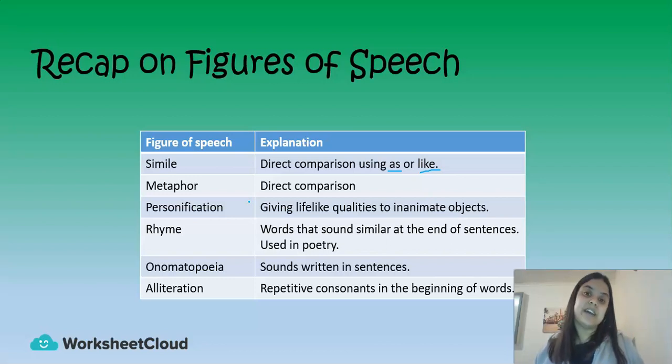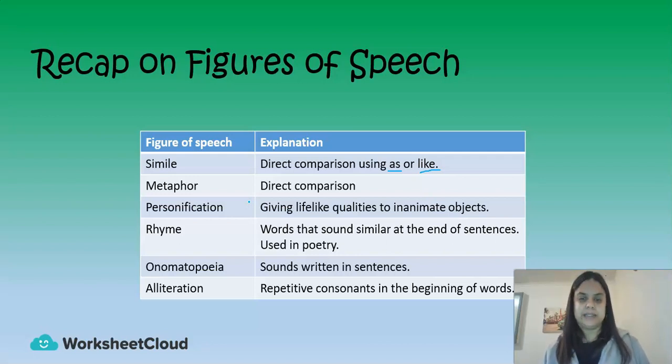And then alliteration is repetitive consonants at the beginning of words. So it's when I say funny Fred. Those words have the same consonant at the beginning of each word, and therefore it is alliteration.